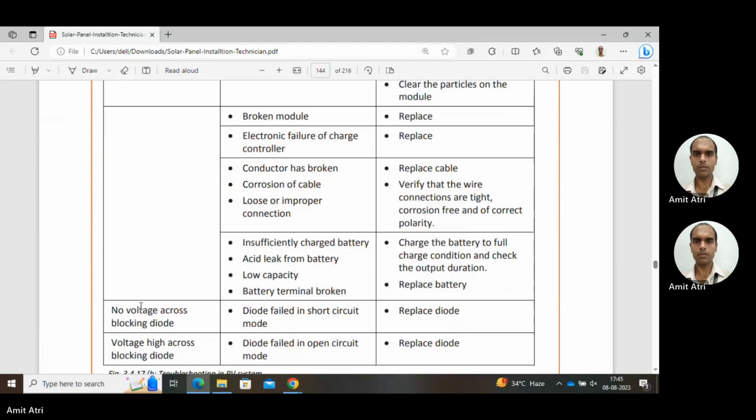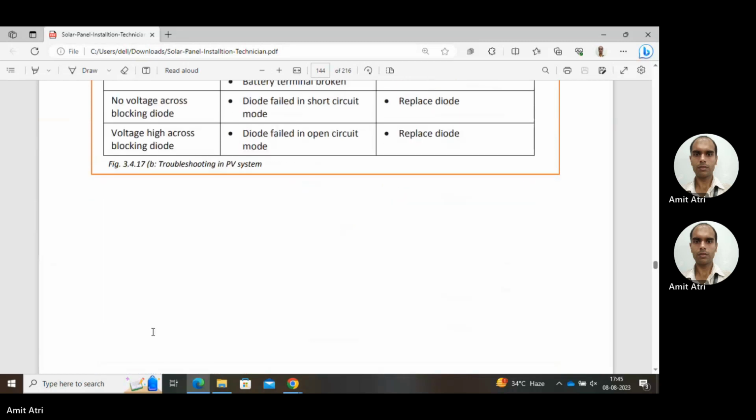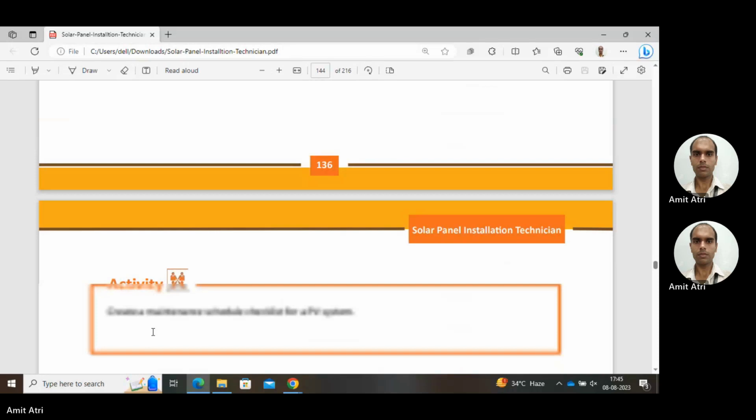Okay, next fault is no voltage across blocking diode. In that case, the diode is damaged. It has failed, so we need to replace it. And in case of high voltage across blocking diode, then the diode has also failed. When the diode is open circuited, we get a very high voltage. And if it is short circuited, then there is no voltage drop across the diode. Zero resistance, zero voltage drop. In both of these cases, if there is a fault with the diode, we need to replace the diode. Okay, so here unit number 3.4 ends.